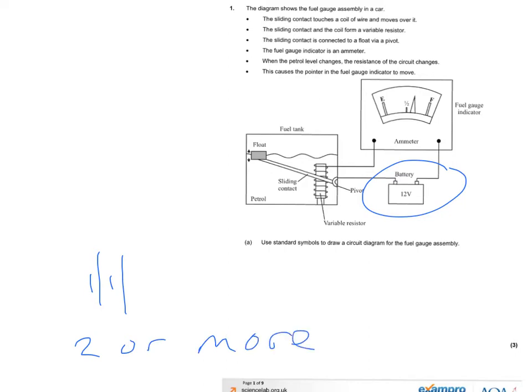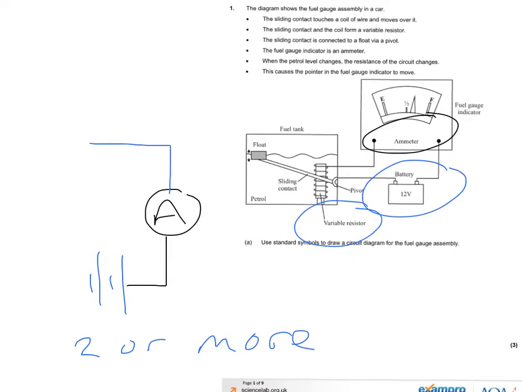The next thing that I need to do is draw in what comes next in the circuit, which is in this case an ammeter, which will be an A. And then I need to draw what comes next, which is a variable resistor. So I'm going to have it coming down this way. Variable resistor, remember, is a resistor with an arrow going through it. And there is your circuit diagram.